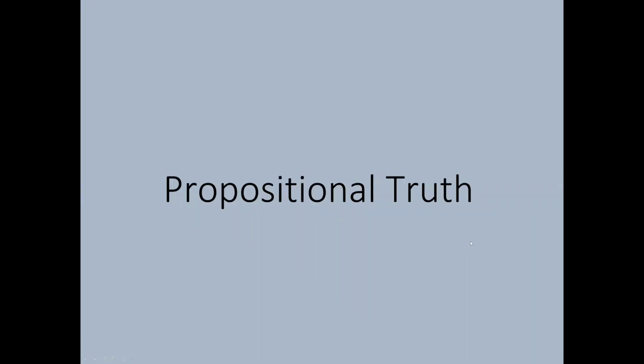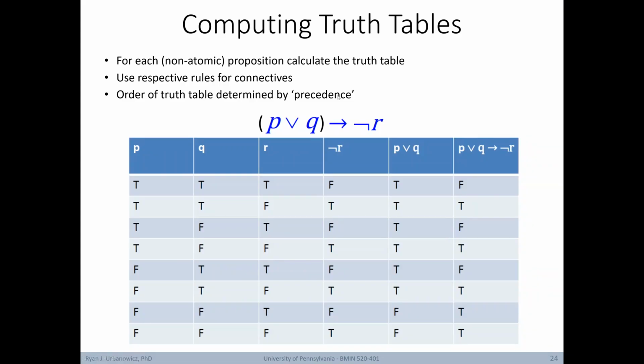Now let's dive into propositional truth. Here we revisit and learn to compute truth tables. Let's say we want to compute the truth table for this proposition. First, we include all the atomic propositions found within it. In this case, P, Q, and R. We then start adding propositions based on the rules of precedence. So in this case, negation R has the highest precedence, and so we add it to the truth table. Next highest precedence goes to P or Q. Lastly, we combine these two expressions together using the implication.